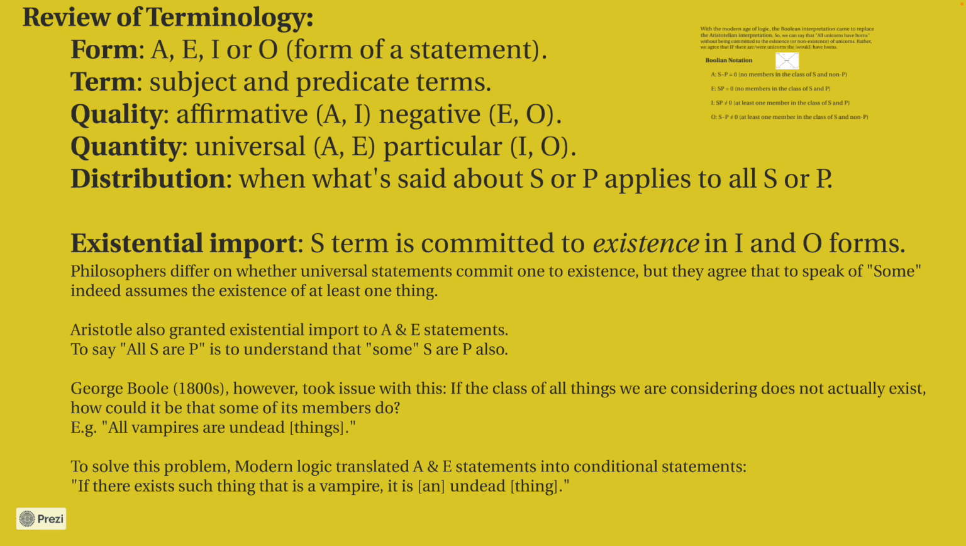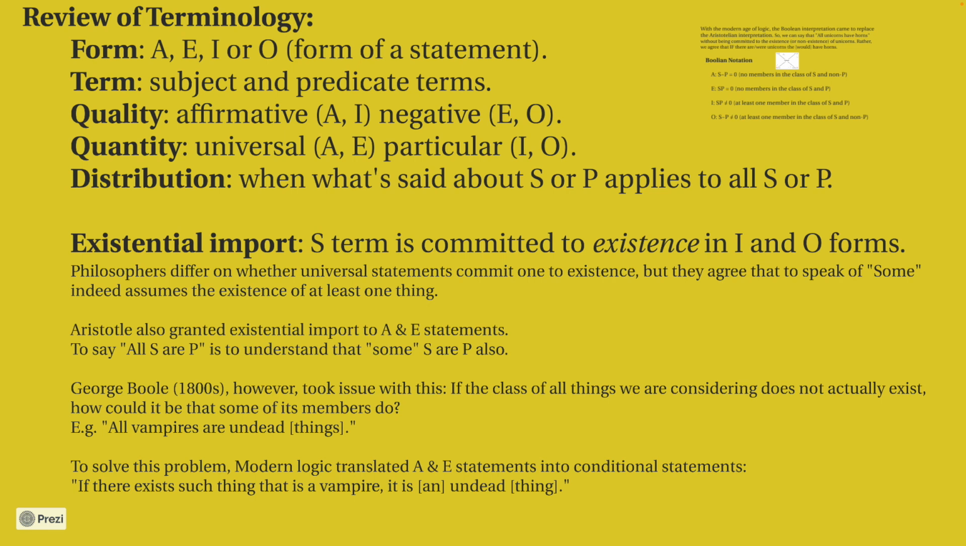The next term we need to consider is called existential import. Existential, of course, means that something is relating to existence. So what is in question when we assert a proposition, some S or all S or no S, is the existence of the thing of which we speak. There are things about which we can speak that may not exist. But sometimes our language assumes the existence of something. So existential import has to do with whether or not the thing exists.